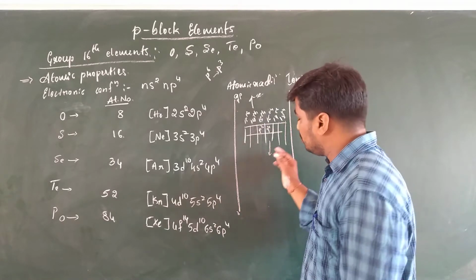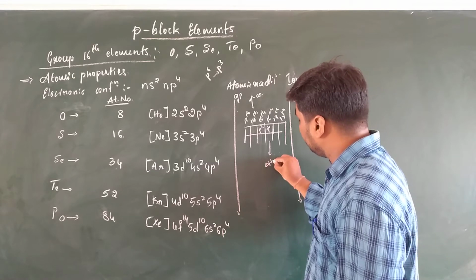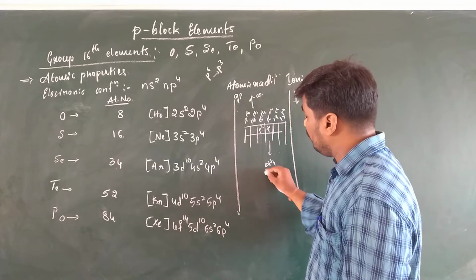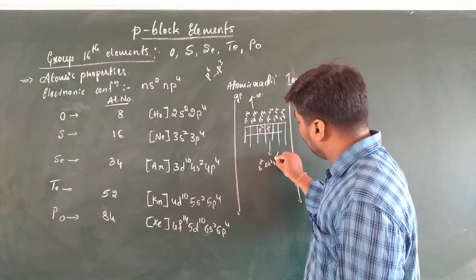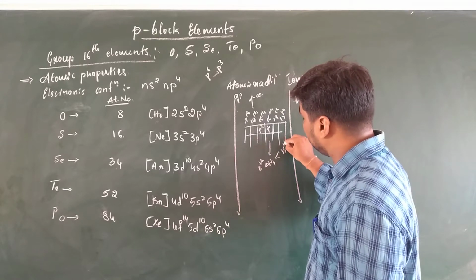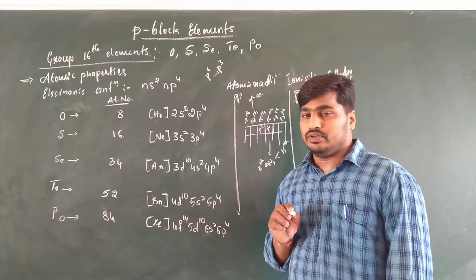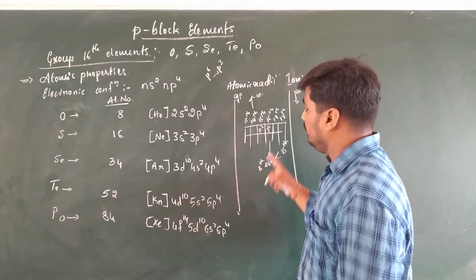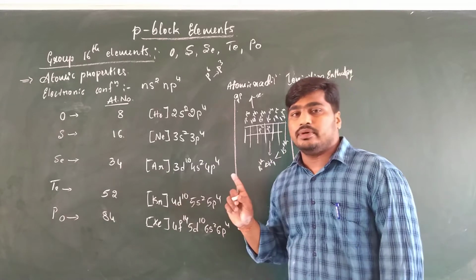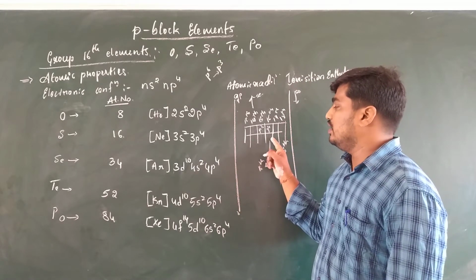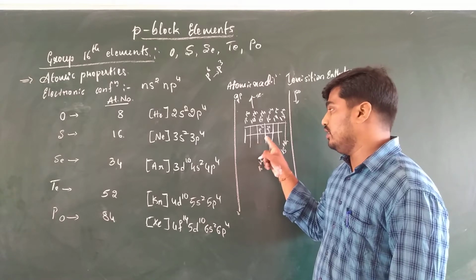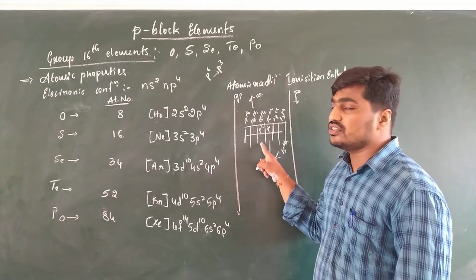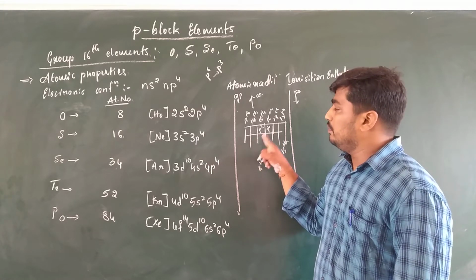When it loses one electron, that is the first ionization enthalpy. Removal of the first electron is the first ionization enthalpy. The first ionization enthalpy of the 16th group is lower than that of the 15th group. Okay, that is the conclusion. When we study the ionization enthalpy along the period, this is the case. The first ionization enthalpy of the 16th group element is lower than that of the 15th group.